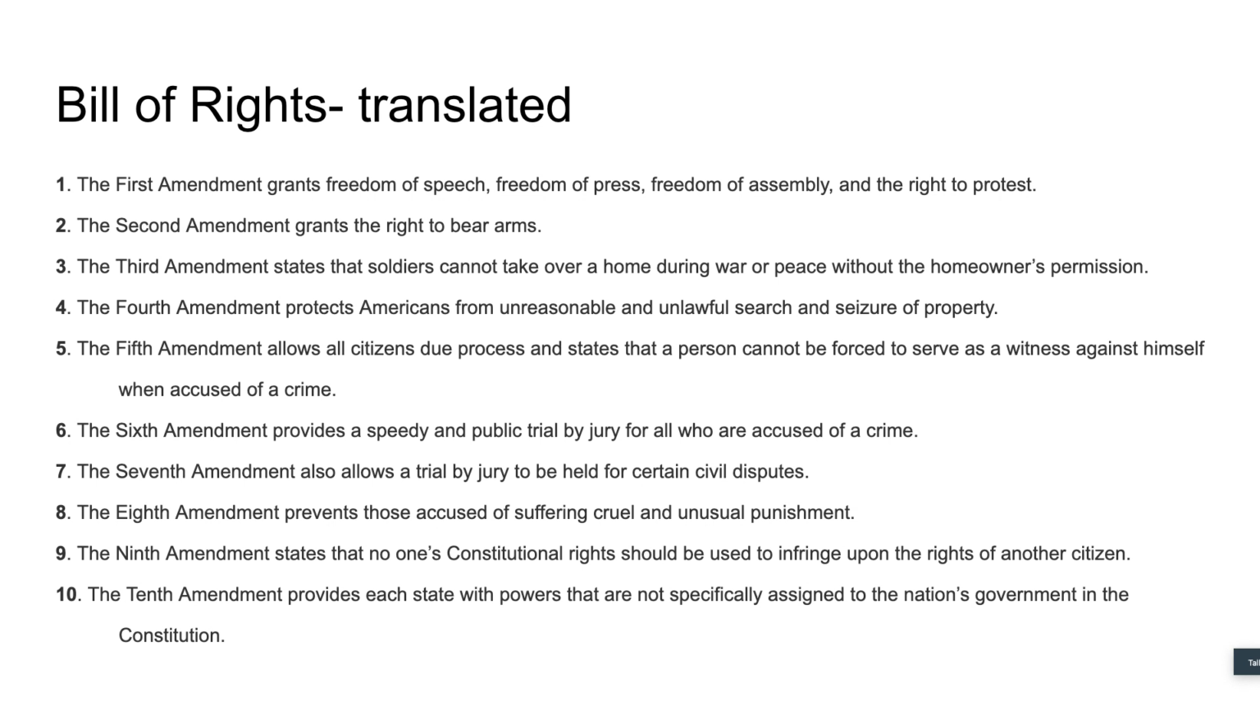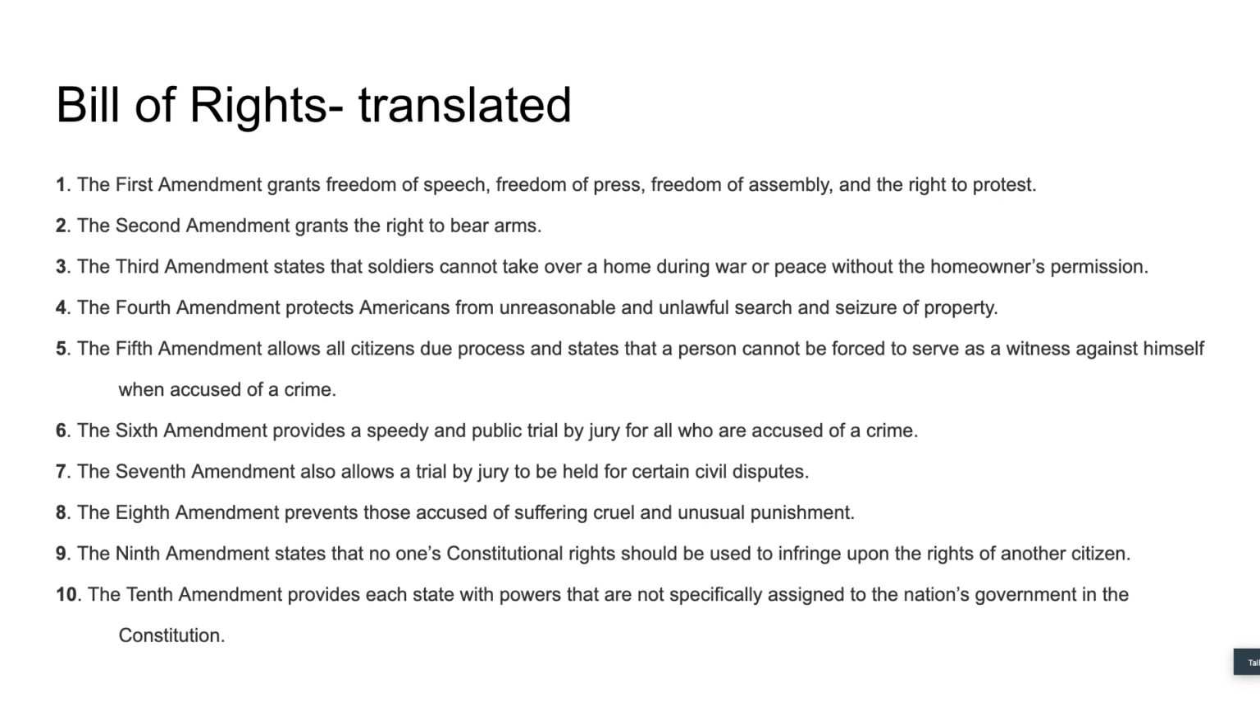Assembly is like when you get into a group of people, and when you protest is when you go against what the laws are, or you protest your opinion on why you don't agree with something. And obviously freedom of religion is when you are allowed to practice whatever religion you want. The Second Amendment is the right to bear arms. So this guarantees the right for us to purchase guns and weapons to protect ourselves.